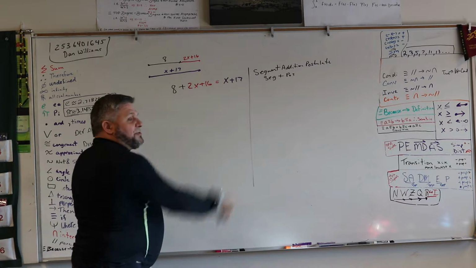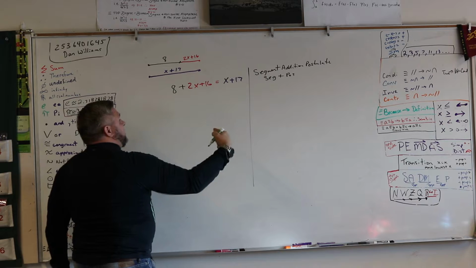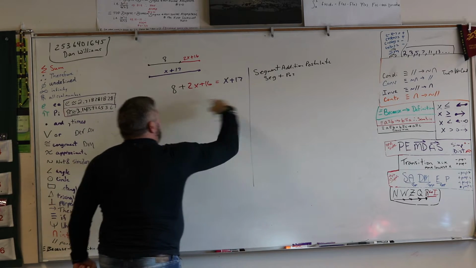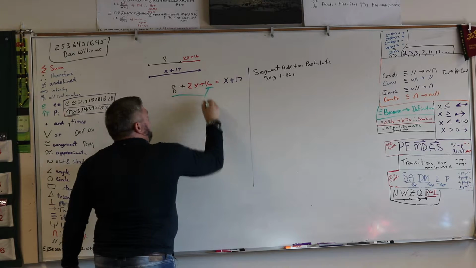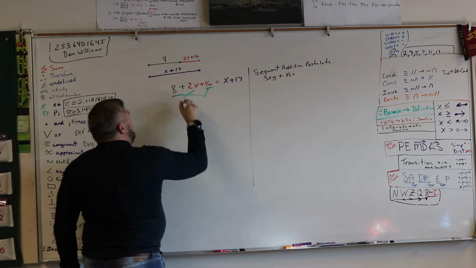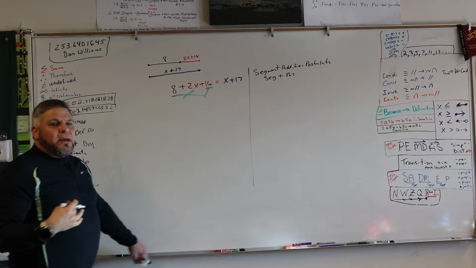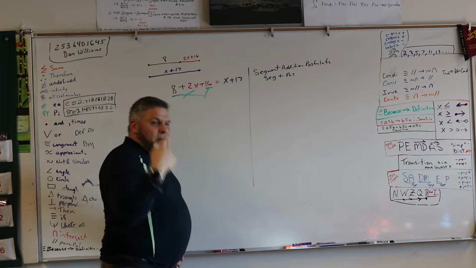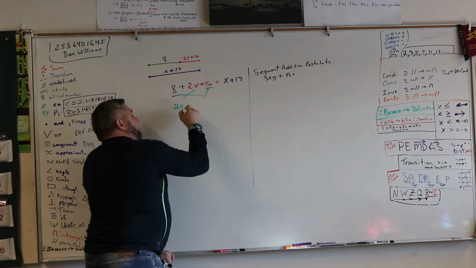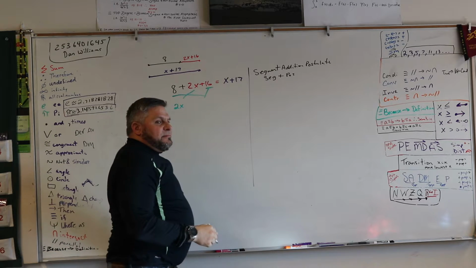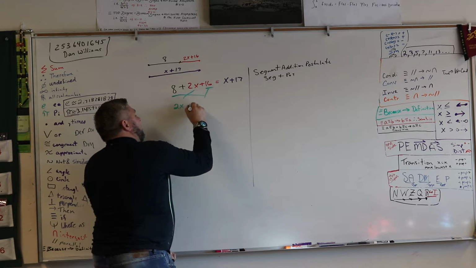PEMDAS, right? Parentheses, exponents, multiplication, division, addition, subtraction. Okay, I got it. So these are going to add up. This is going to go out front. Why? Because you add those up and then it goes in front. Variables go in front, right? So we got 2x first. What's 8 plus 16? 24.